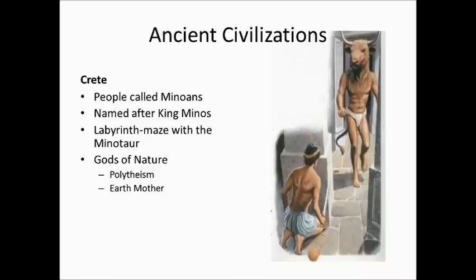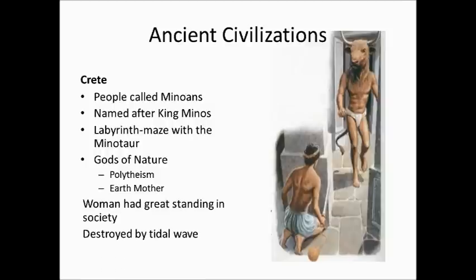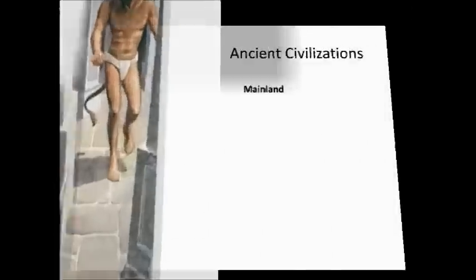All right, now again, the Greeks in Crete, the Minoans, had gods of nature. They were polytheistic. But their chief goddess was an earth mother, a mother nature. Now, another cool thing about ancient Crete was that women had equal standing, or nearly equal standing, in society. The way that Crete and the Minoan civilization ended is first they were hit by a giant tidal wave, and then they were invaded by groups from the mainland.